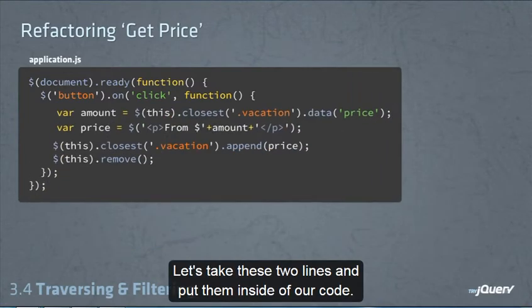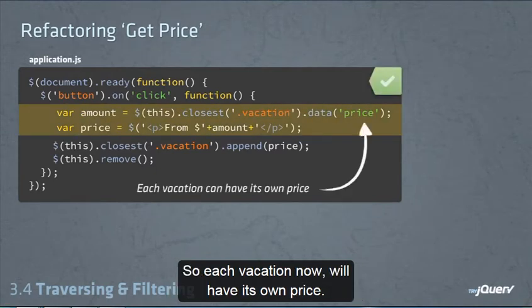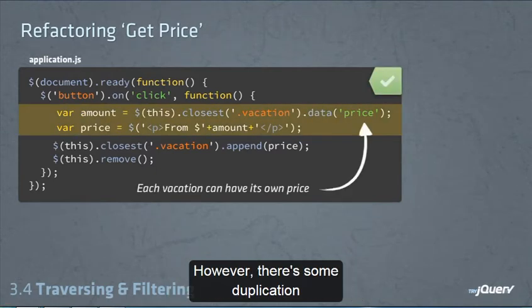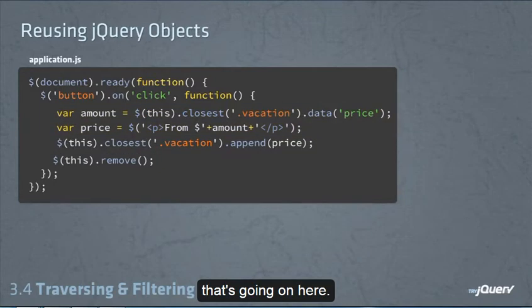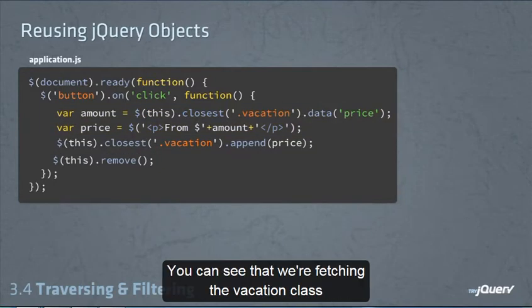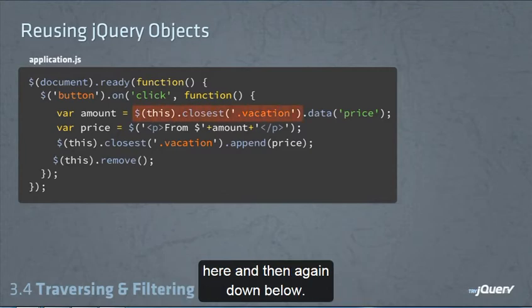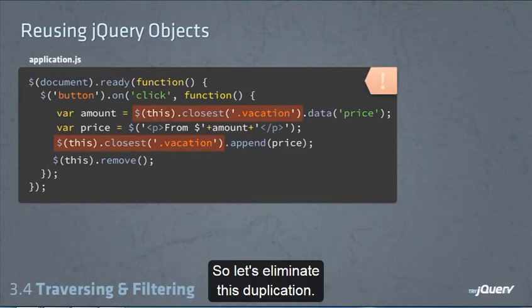Let's take these two lines and put them inside of our code. So each vacation now will have its own price. However, there's some duplication that's going on here. You can see that we're fetching the vacation class here and then again down below. So let's eliminate this duplication.